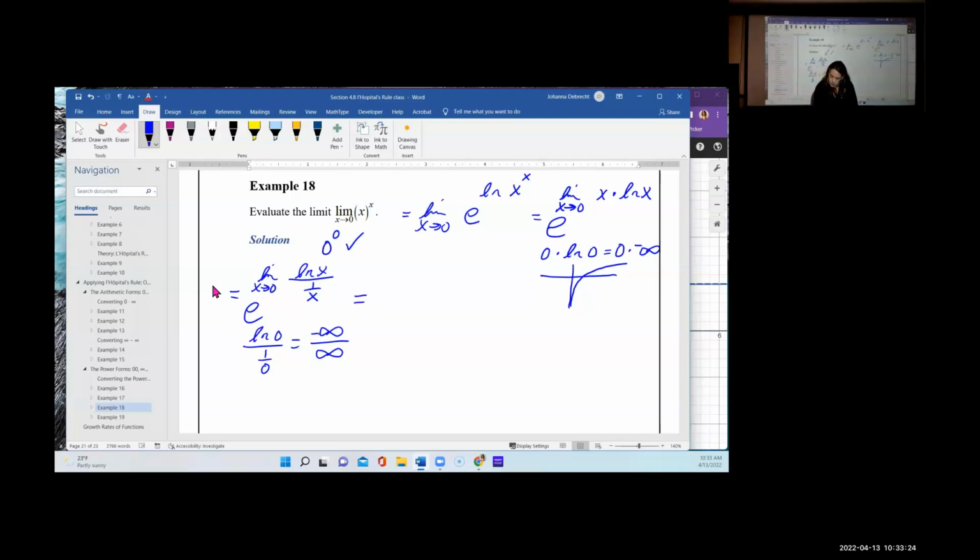So now I'm going to do L'Hopital's rule. E is still the base. Limit is still in the power. The derivative of natural log of x becomes 1 over x. The derivative of 1 over x is negative 1 over x squared.